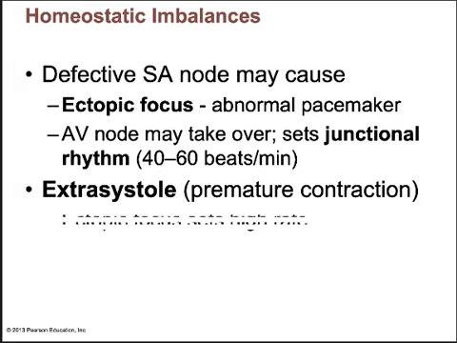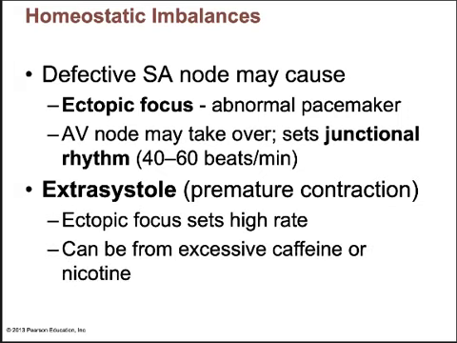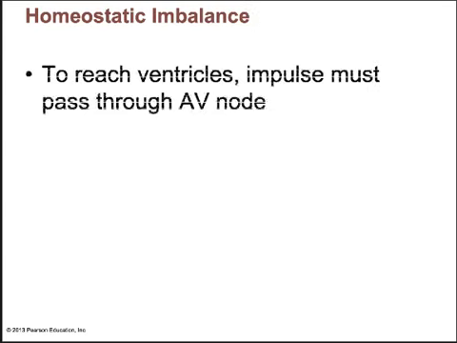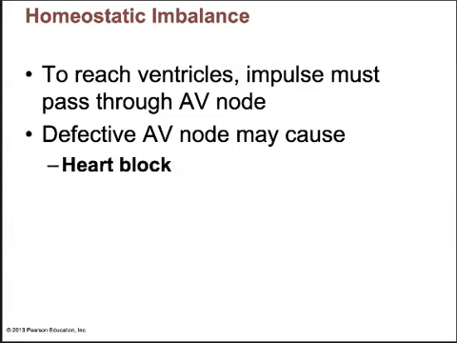Extrasystole is premature contraction, where an ectopic focus will jump the gun before the lower chambers of the heart have completely filled and send out blood before the ventricles have reached end diastolic volume. This can result from too much caffeine or nicotine. To reach the ventricles, the impulse passes through the AV node.